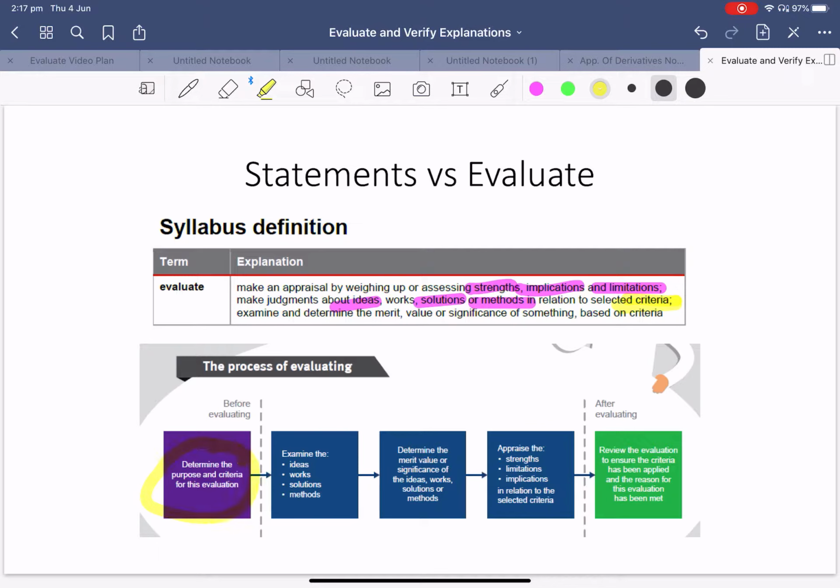So determine the purpose, or when we're talking about the process of our evaluating, if you determine the purpose and criteria for this evaluation, you'll really focus the way that you're going to be evaluating. You'll be moving past statements. You'll be trying to justify your answers a little bit more. All right, so we're going to develop some criteria, and that'll be the end of this first part. And then from there, we'll take it a little bit deeper. So developing criteria is the thing that I would recommend first.